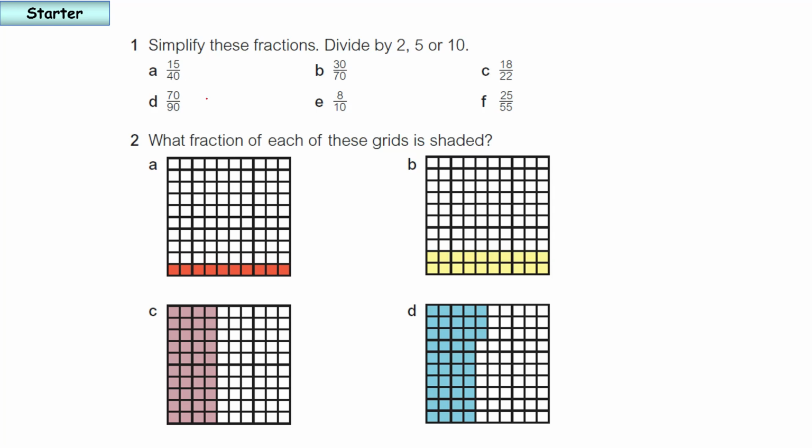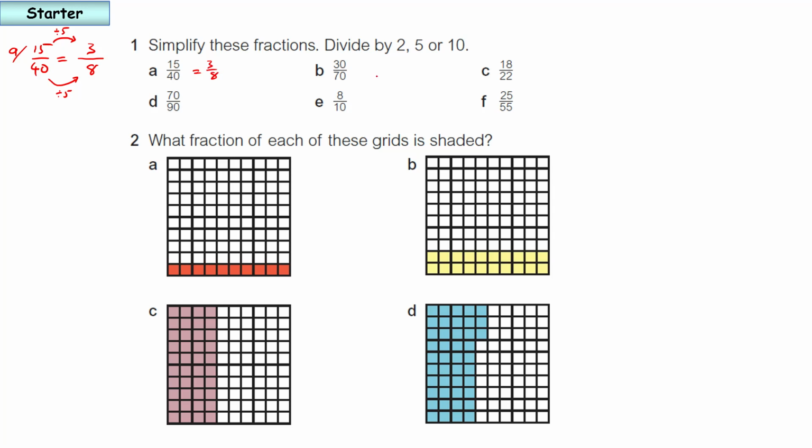Okay, so question 1, we want to simplify these fractions. For A, we've got to simplify 15 over 40, or 15 divided by 40. So I'm going to divide to make it smaller. What goes into 15 and into 40? Well, that would be 5. 5 goes into both of them. They're both in the 5 times table. 15 divided by 5 is 3 and 40 divided by 5 is 8. So that's equal to 3 over 8.